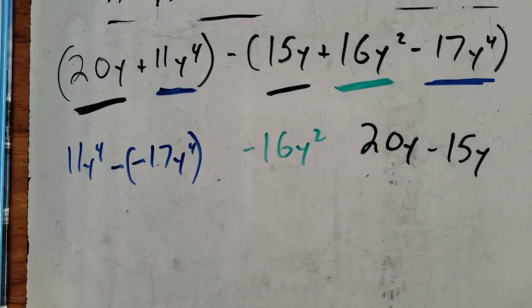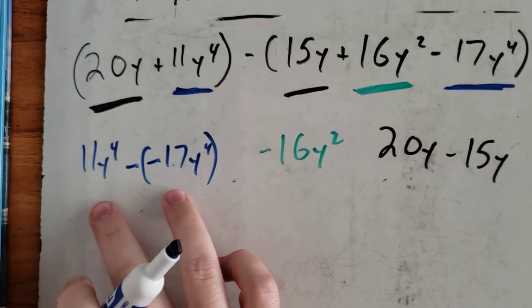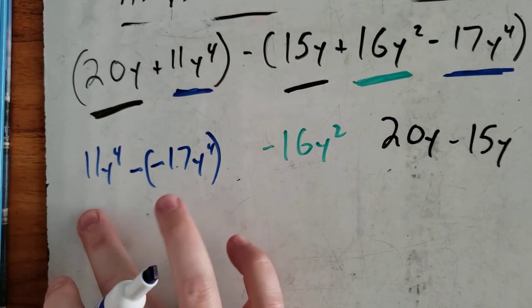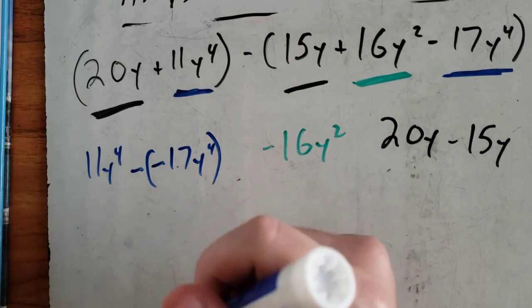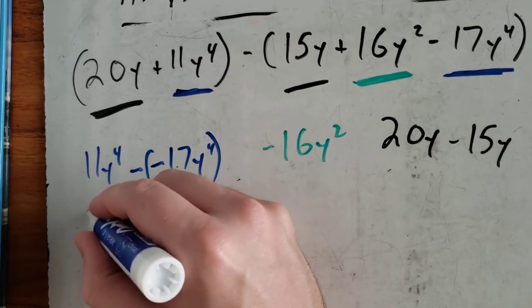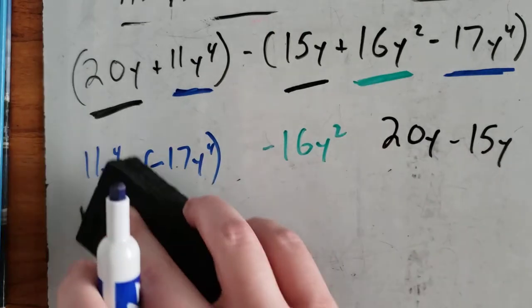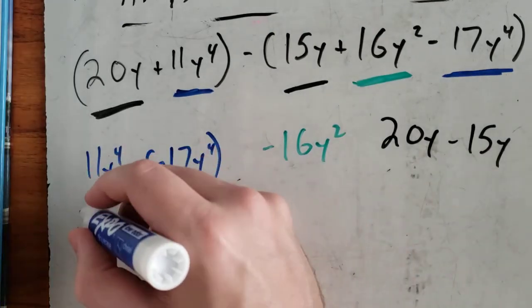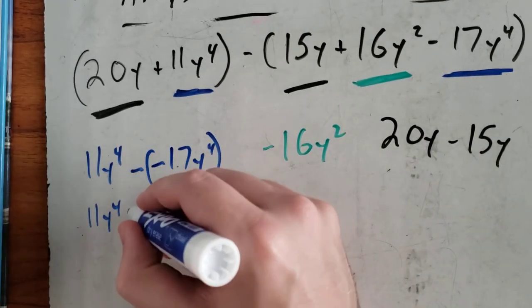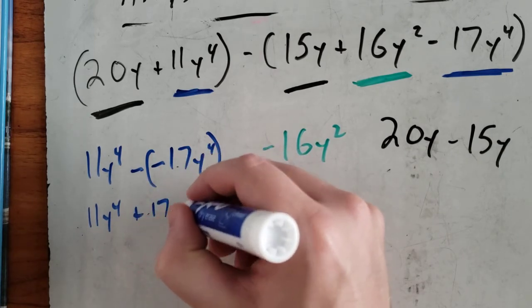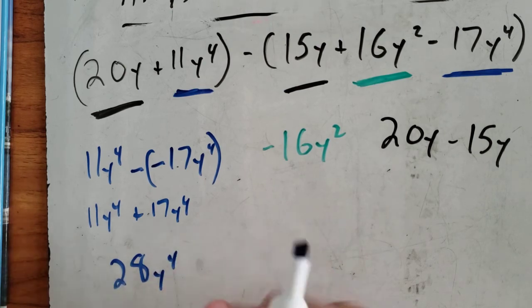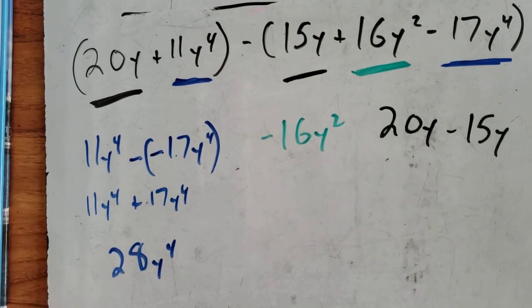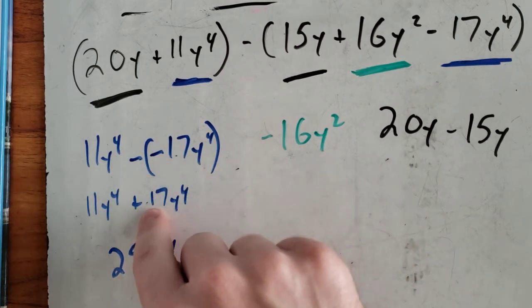Now let's do some math. Look at our big numbers. We have 11 minus negative 17. Well, what happens when you minus a negative? It becomes plus, right? So this becomes 11y to the 4th plus 17y to the 4th. When you do that, you get 28y to the 4th. So remember, minus negative turns into positive, add them up.